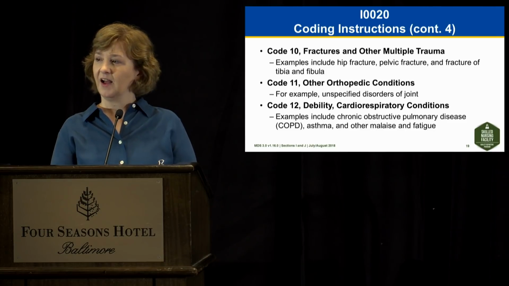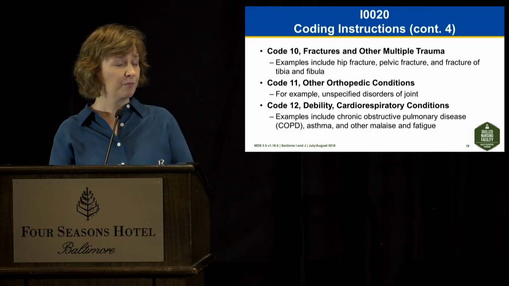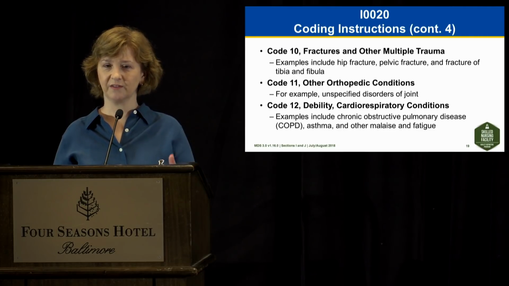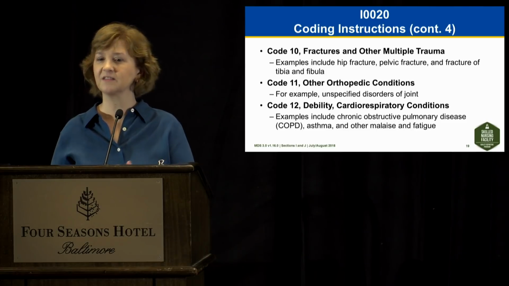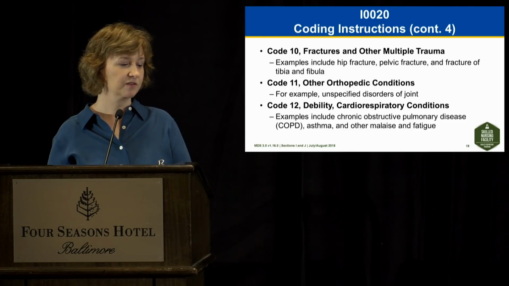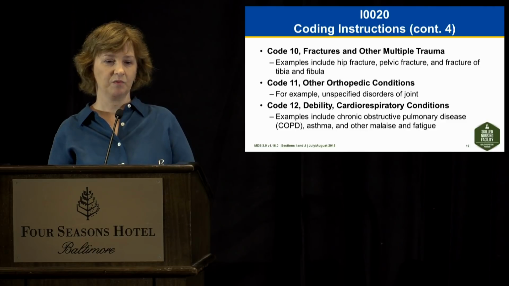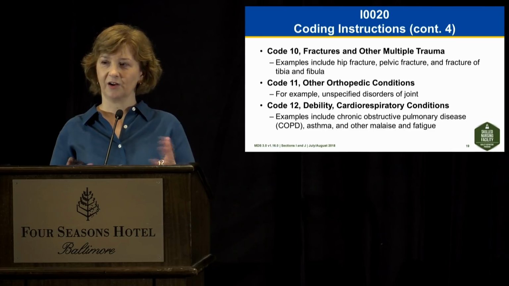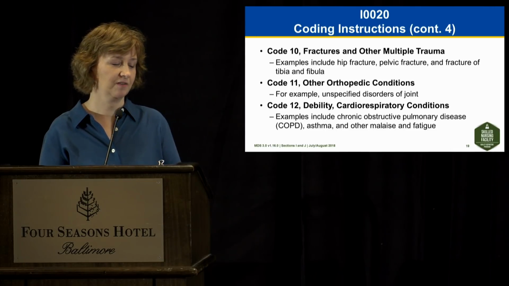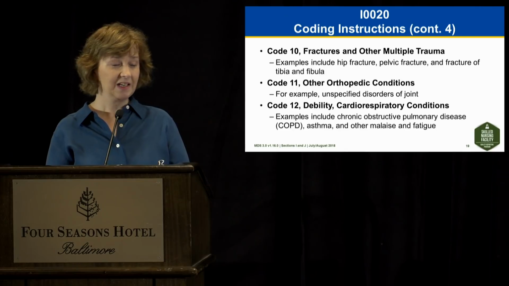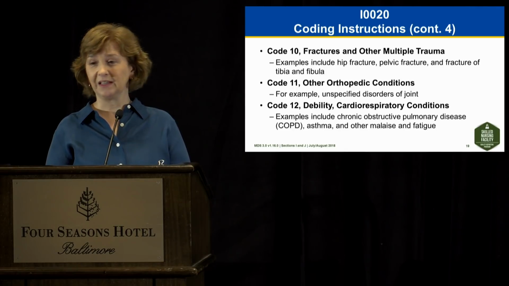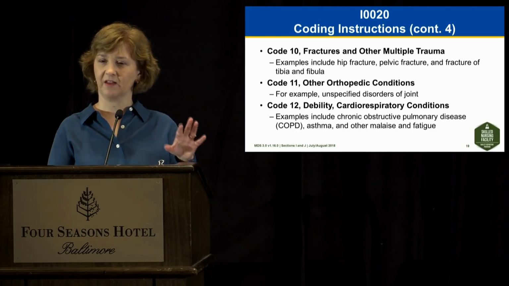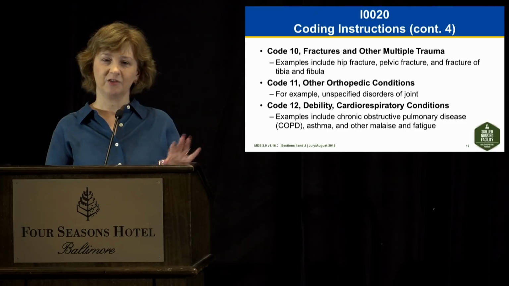Code 12 refers to debility, cardiorespiratory conditions. So these are conditions where somebody probably has really poor endurance, so it's difficult for them to walk for long distances or maybe to go up and down stairs. And so examples of these would be any kind of cardiac or respiratory condition or an accumulation of those kinds of conditions. So it could be somebody with COPD, somebody with asthma, other malaise, fatigue. So this can be a broad category, but the common theme is that these individuals have some kind of endurance problem.